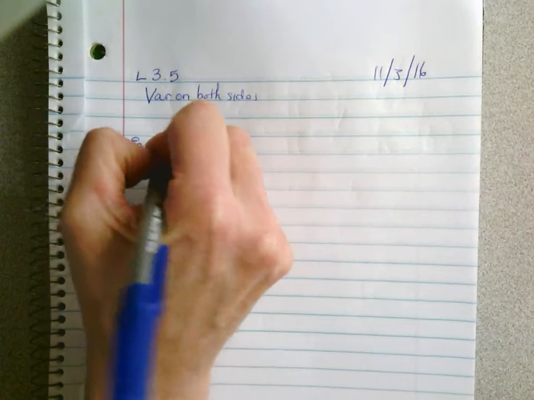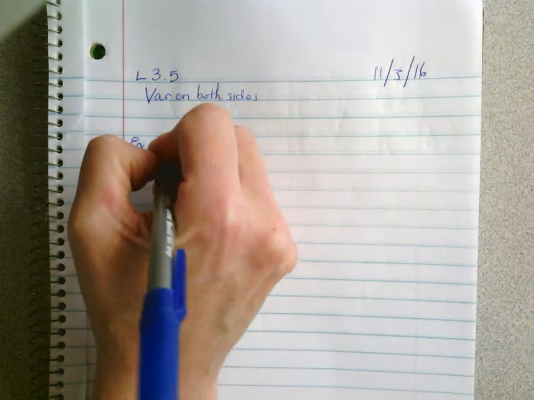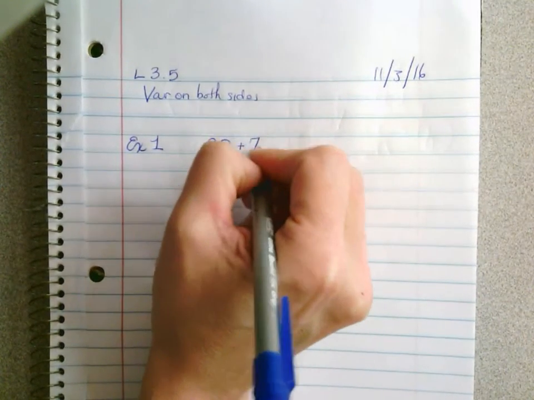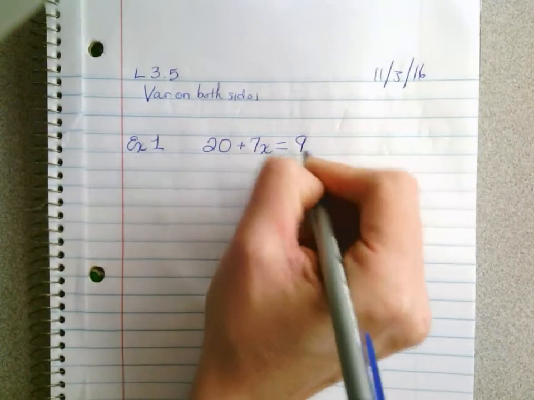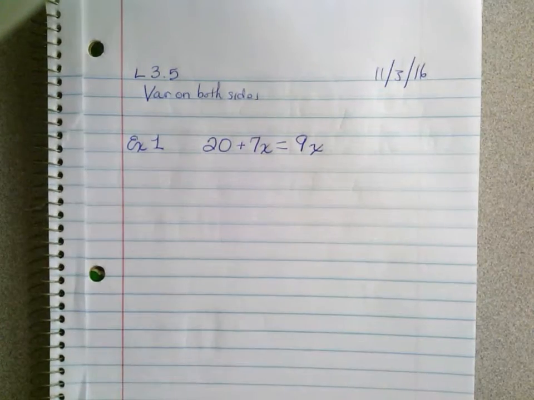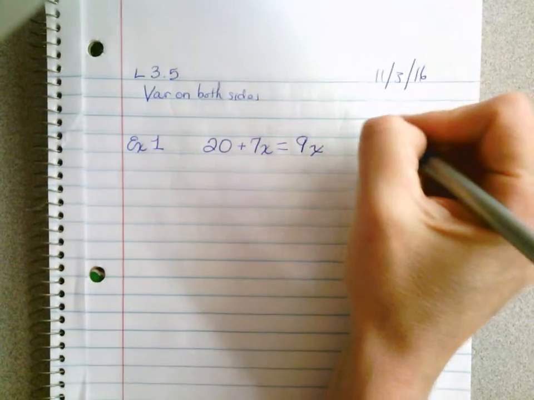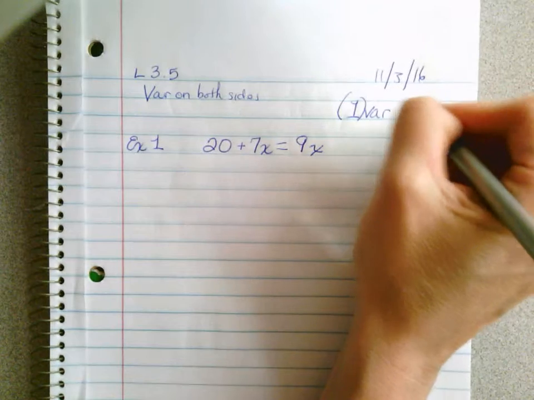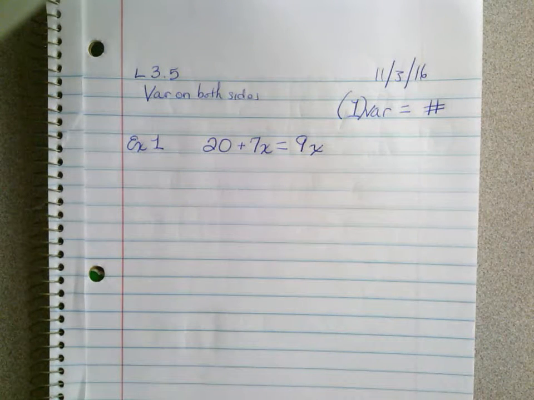Of what I'm describing today, variables on both sides might look like something like this. The number 20 added to 7 times a number is equal to 9 times the number. What's the number? Well, your goal whenever you're solving equations that have variables and numbers all mixed together is you always want to have a variable, one of them, being equal to a number or a solution, if that makes sense. So right now I have number variable equals variable.